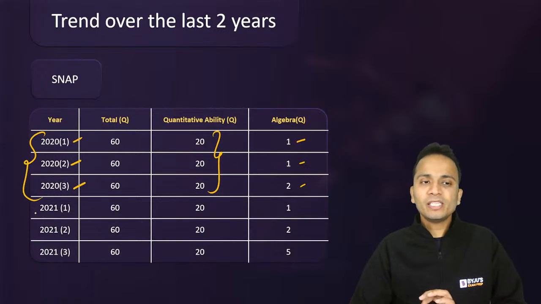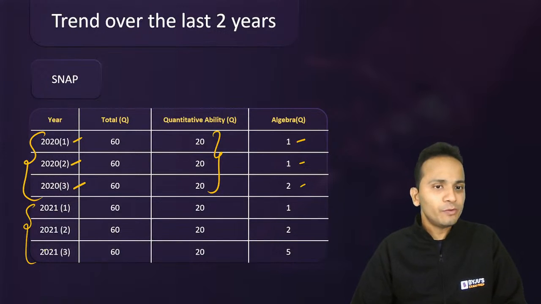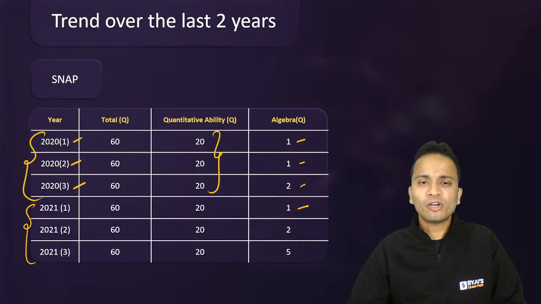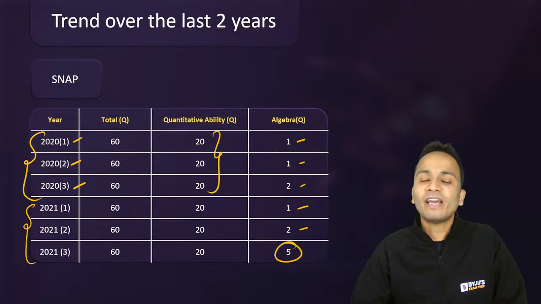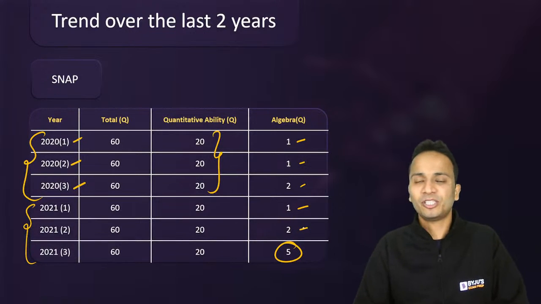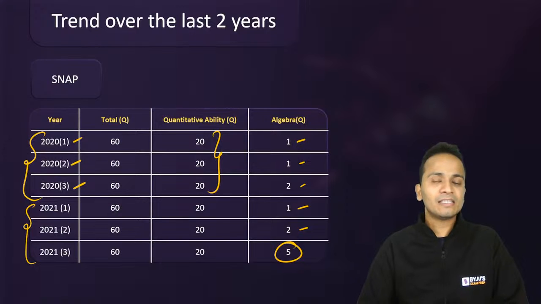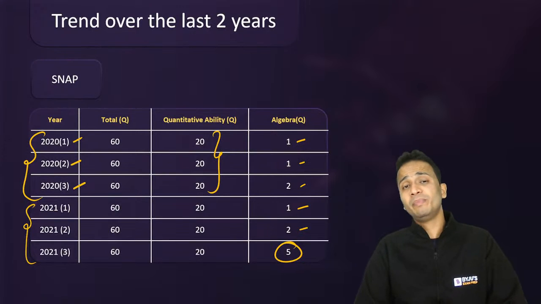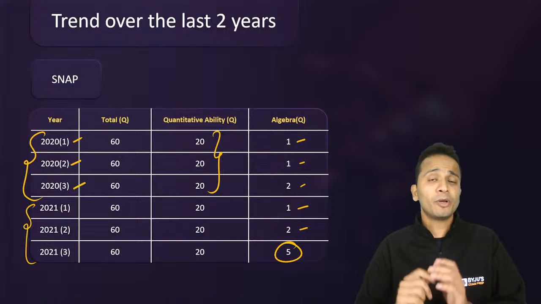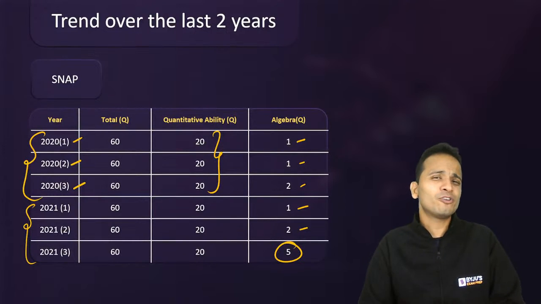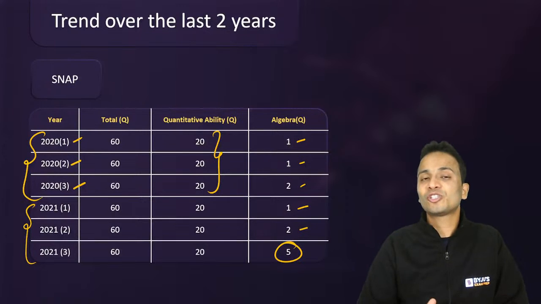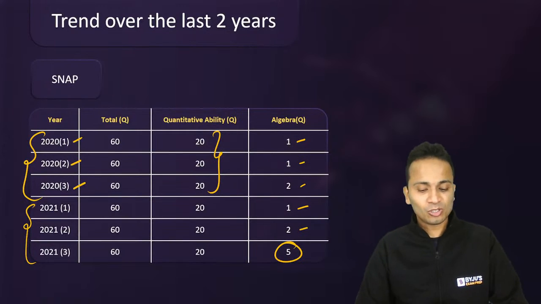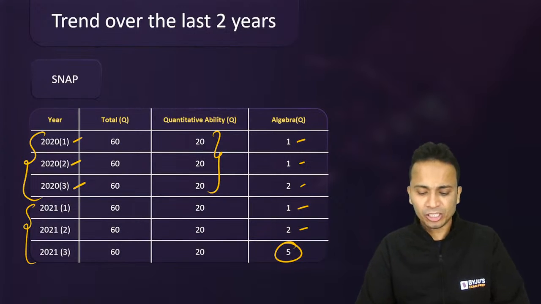But the story slightly changed in 2021. In slot 1, there was only 1 question. In slot 2, there were 2 questions. But in slot 3, there were 5 questions from algebra out of 20 questions. So we cannot say that algebra's weightage will be restricted to 1 or 2 questions, because we have already seen that 5 questions appeared from algebra in the last slot of the SNAP examination. That makes algebra another important topic as far as any of the examinations is concerned.